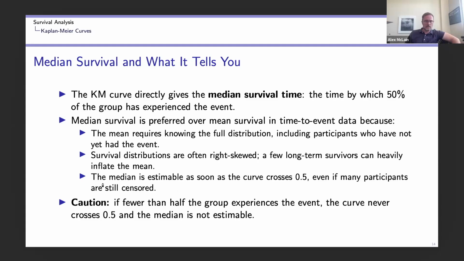Right skew I mentioned. The median is estimable as soon as the curve crosses 0.5, even if many participants are still censored. So one caution: if fewer than half the group experiences the event, we're not going to be able to observe the median. If very few patients experience the events, there can be situations where we can't estimate the median. It's not always estimable. We have to at least see half the participants experience the event in order to estimate the median. But once we do, it's something that we can estimate. And really, the main thing that we usually get out of a survival analysis.